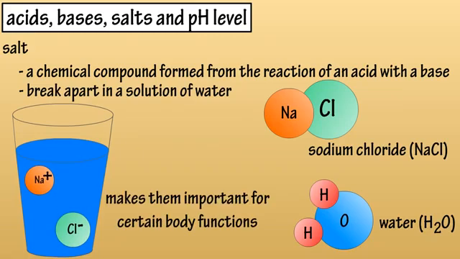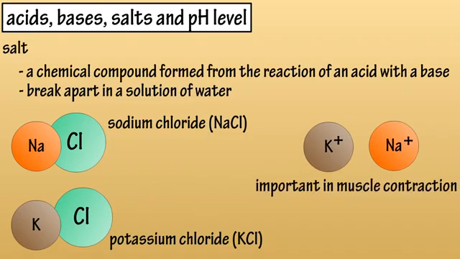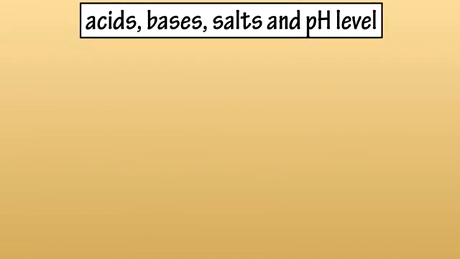for certain body functions. There are many different salts that are important in the body, such as sodium chloride, or NaCl, and potassium chloride, or KCl. These salts are often most effective as charged ions or atoms in solution, as the positively charged potassium ion and the positively charged sodium ion are required for muscle contraction. And that's the basics on acids, bases, salts, and pH level.